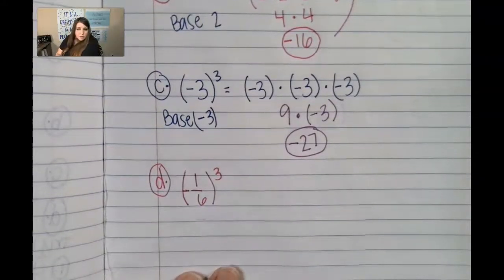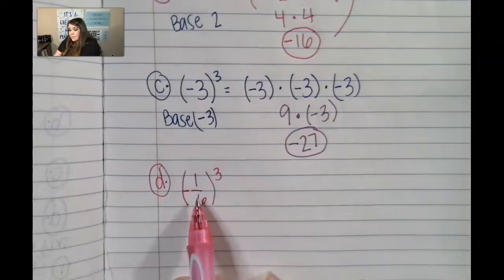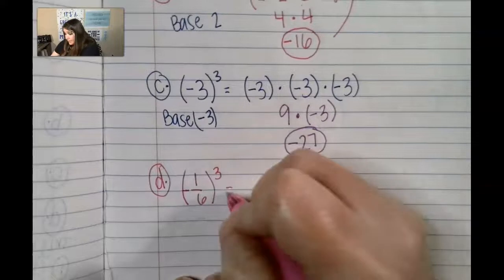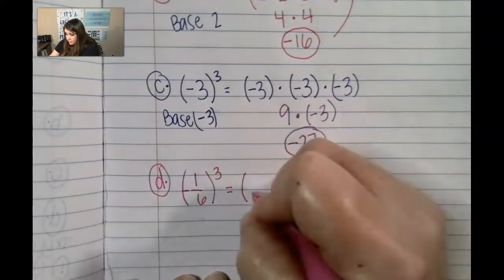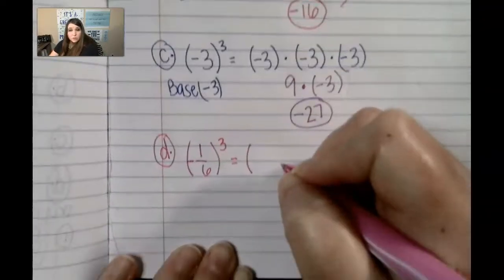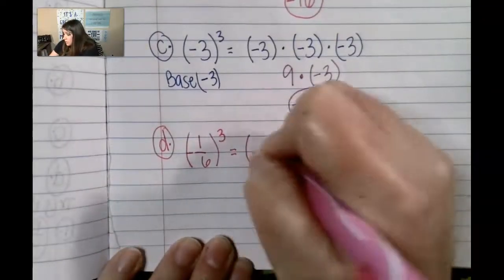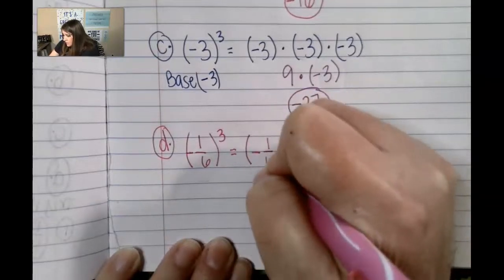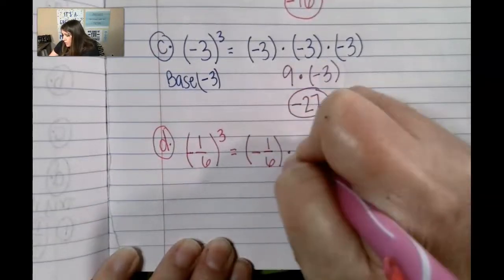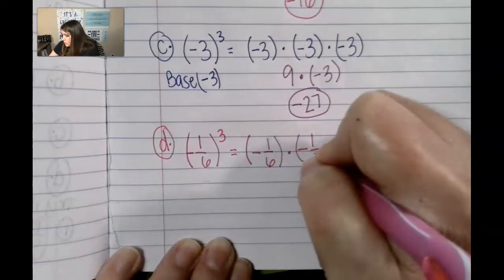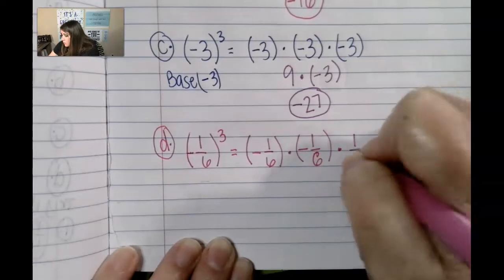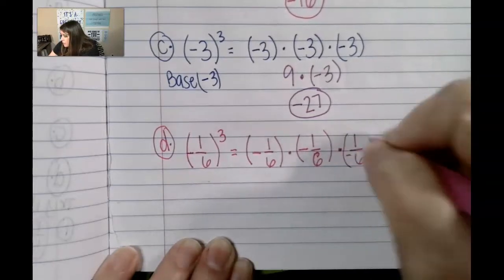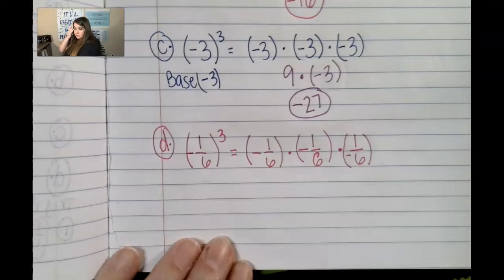And as we're solving, we're going to first look at what this is asking. So the negative sign is in the parentheses, so we're going to keep it inside the parentheses. And we are doing the entire fraction, not just the 1. We're doing the whole fraction. So negative 1 over 6 times negative 1 over 6 and times negative 1 over 6.